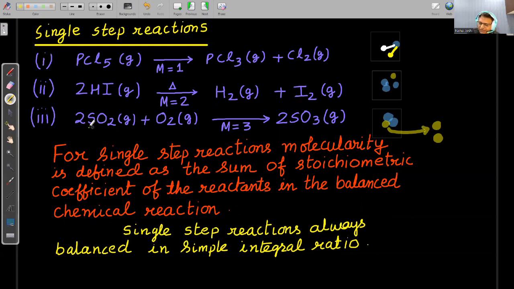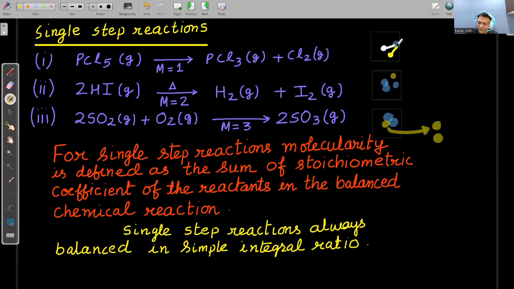Right here also I can balance SO2 plus half O2 will form SO3. But when we are balancing this reaction in order to define molecularity, we should balance in such a way that the reactant and product stoichiometric coefficients should be present in simple integral ratio. So that is the meaning. It is related to collision theory. That's why we are writing like that.